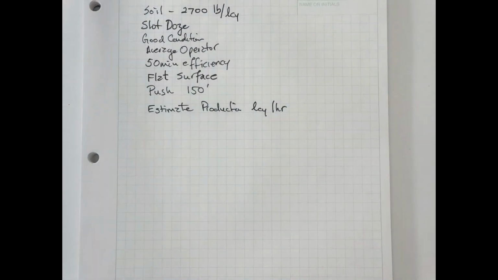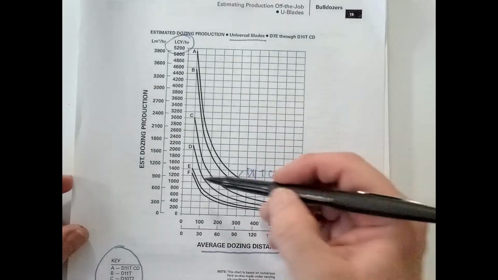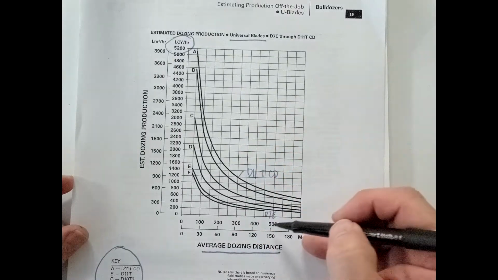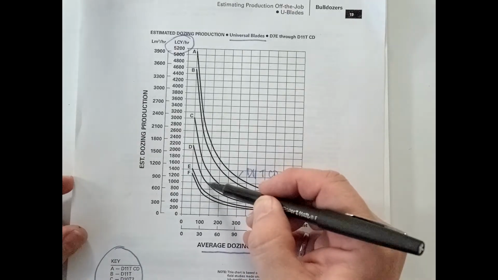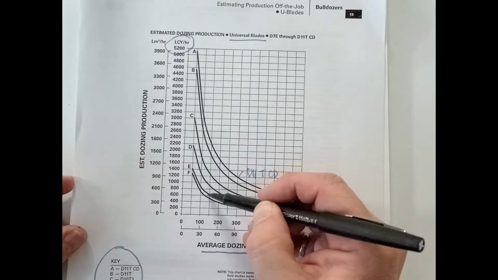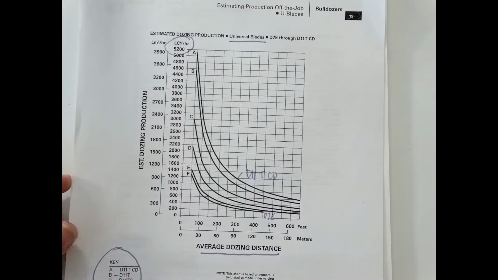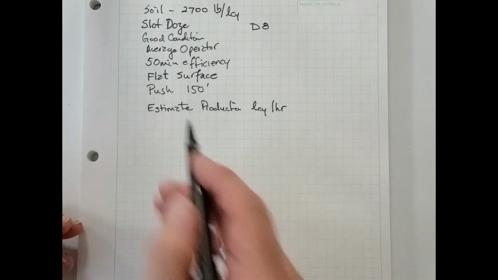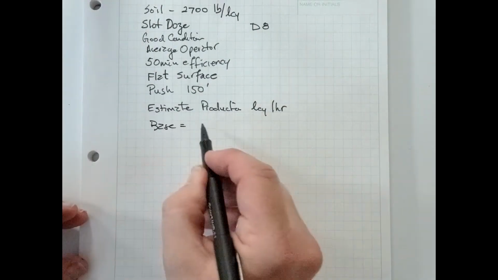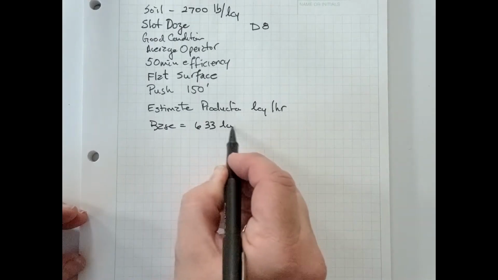Well, the first thing I need to tell you is, I'm using a D8. So I go to my curve and I say, okay, I have a D8. D8T is curve E. I'm pushing 150 feet, so I come up 150 feet until I hit curve E, and I read over, and I'm able to do about 633 loose cubic yards per hour. So that's pretty good. So my base production is equal to 633 loose cubic yards per hour.